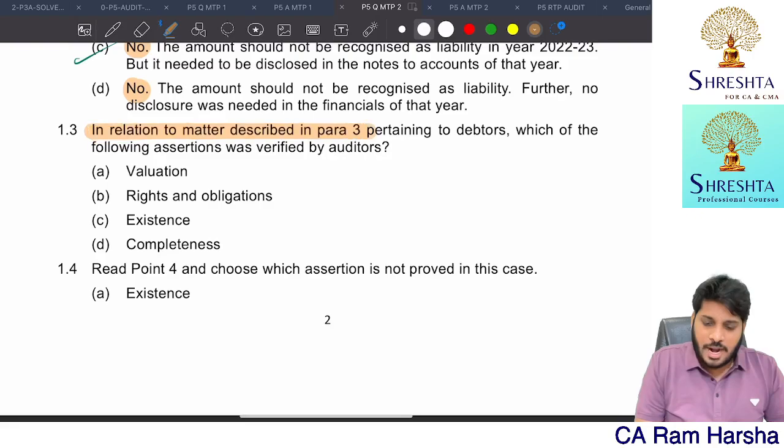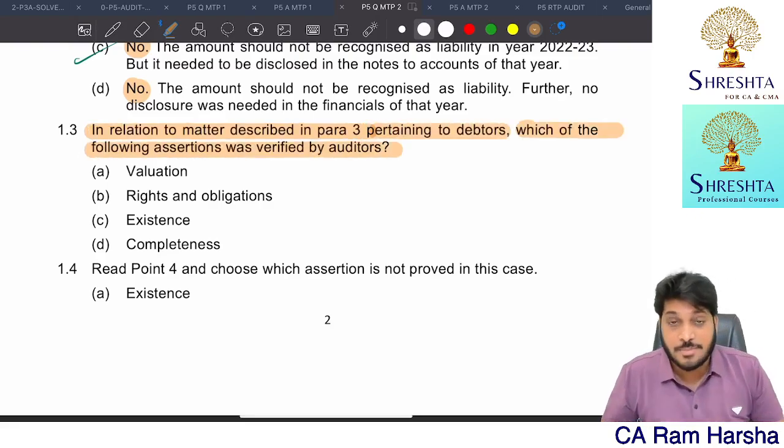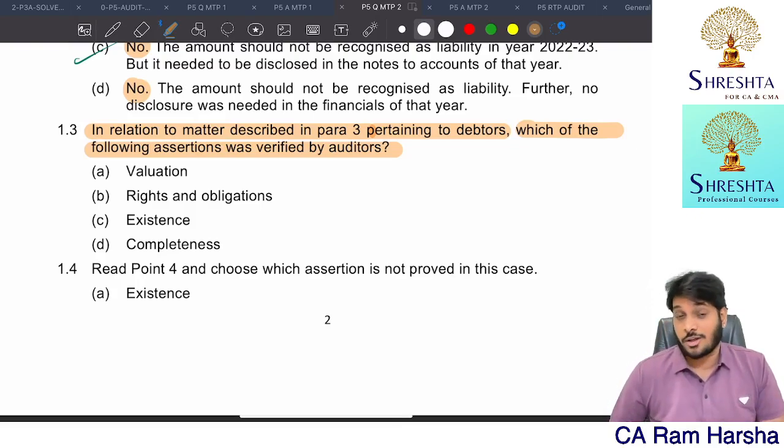In relation to the matter given in para number 3 pertaining to debtors, which of the following assertions was verified for the debtors? In debtors, now what are we verifying? We are verifying whether the provision is created correctly or not.